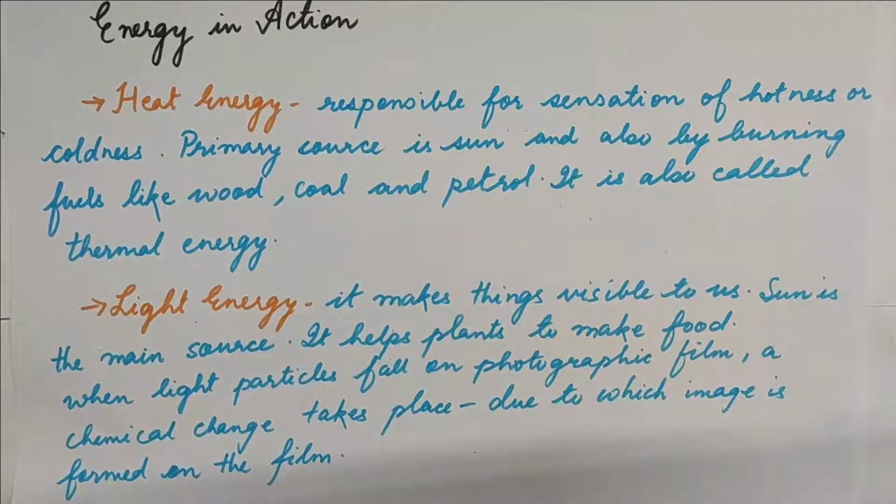And with the light from the sun, the green plants make the food with the help of the process of photosynthesis. And then the food is consumed by the living organisms. And also, you can say that light energy sustains life on Earth. And even if the light energy falls on photographic films, a chemical change happens in them, which leads to the formation of the image on the film.